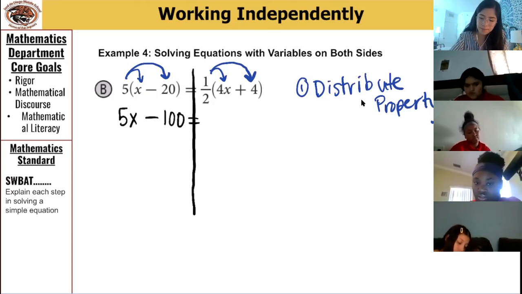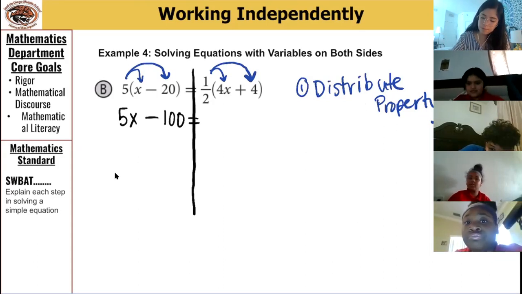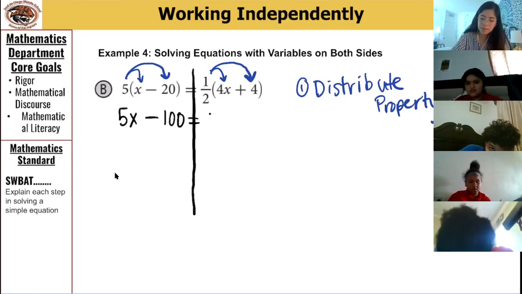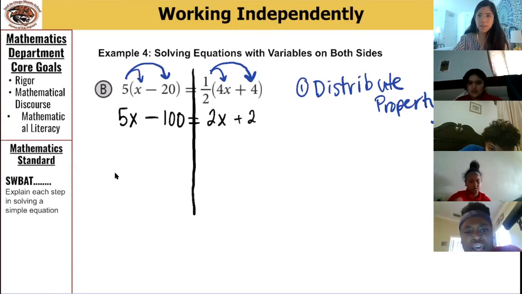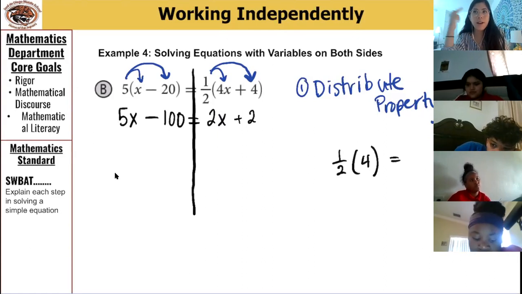1/2 times 4x. That's 2x. Make sure you have your variable. And then plus 1/2 times 4 is going to be 2, plus 2. How is it 2x? It has a variable. 1/2 times 4x is 2x, because remember, fractions are pretty much like division. So if you think about it, what's half of 4? Half of 4 is 2. That's how I got 2.